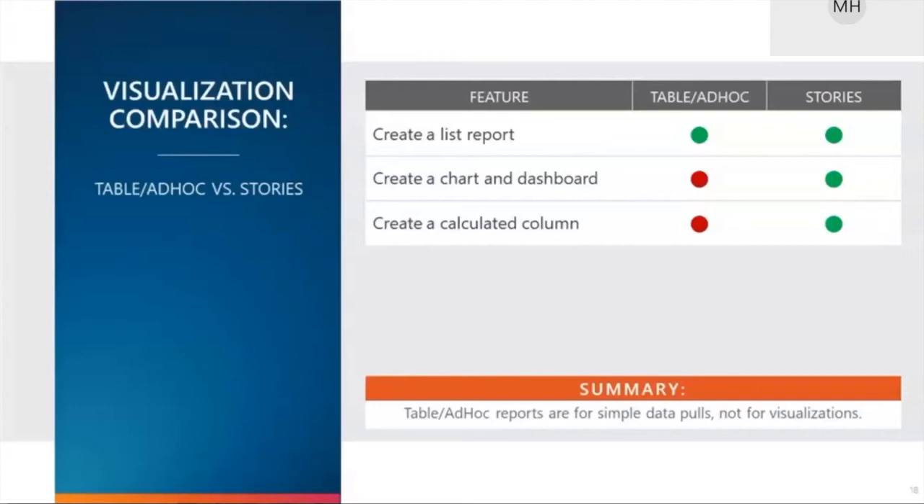So let's start here with table or ad hoc versus stories. Of course, with both you can create a list report, but as many probably know, ad hoc or tables are really not for data visualization. So you can't create a chart or dashboard. You can't even really create a calculated column if you wanted to. So table, simple data pulls, not for visualizations.